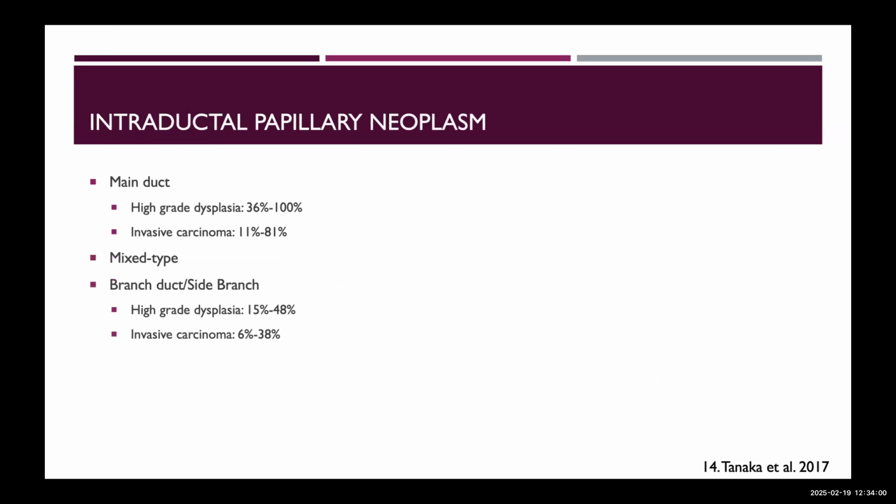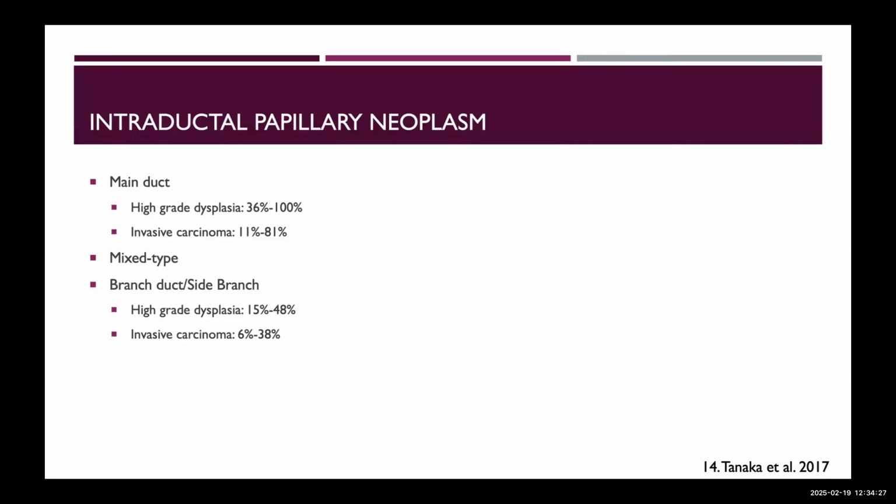Lastly, I want to chat about the meat of this discussion, which is regarding mucinous lesions, particularly intraductal papillary mucinous neoplasms, because this is the thing that comes up most commonly in CT reports and MR reports. There are three flavors, as I mentioned previously: main duct IPMNs, branch duct IPMNs, and mixed type IPMNs.